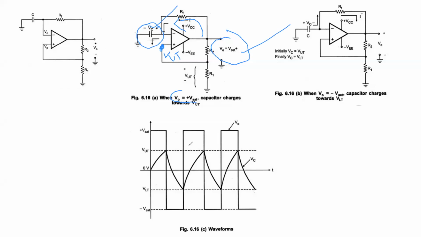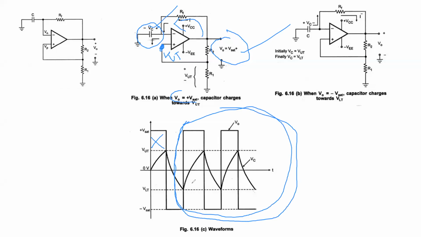So if you observe this waveform diagram, leave this part for now and only consider this part. When your output is plus V sat, the capacitor is charging towards plus V sat.